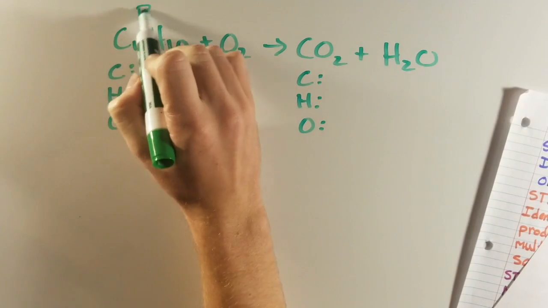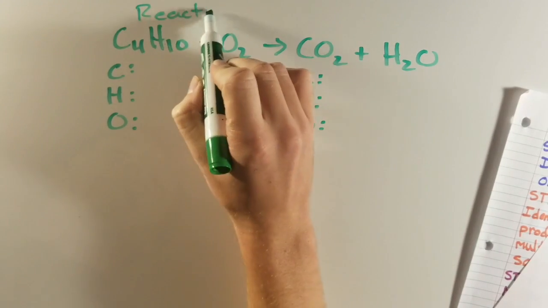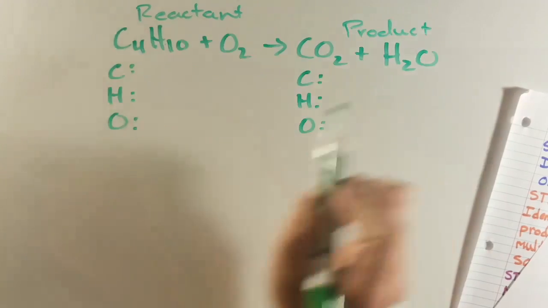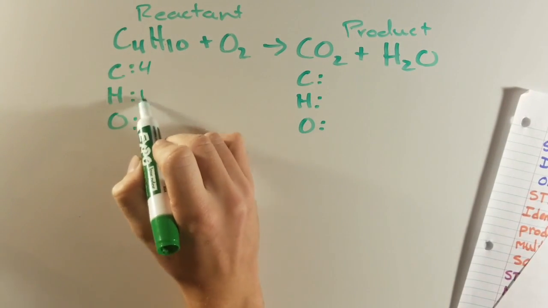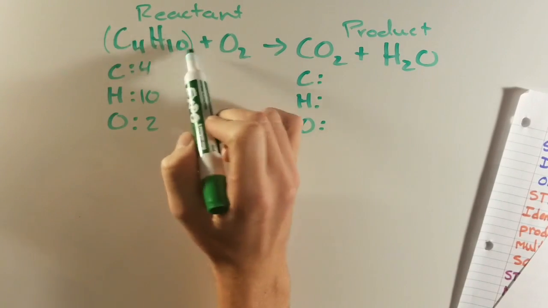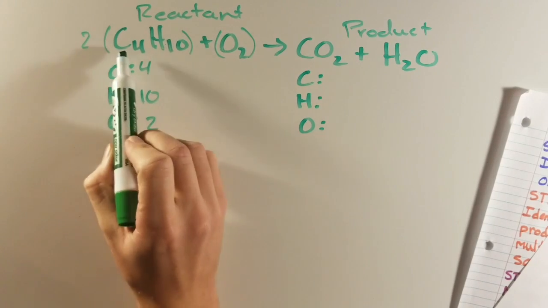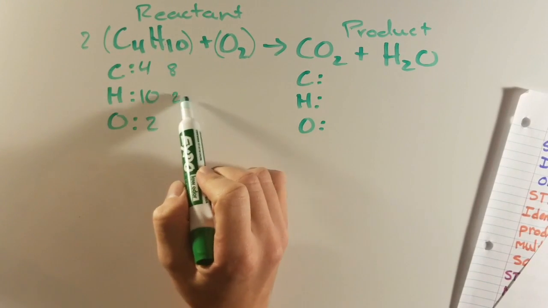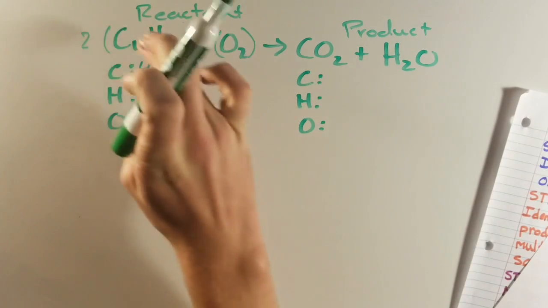Okay, I just want to clarify, this is our reactant side. I don't know if everyone knows that, so I'm just putting that out there, reactant. This is our product side. All right, so carbon, let's just count them. We have 4 on this side, we have 10 hydrogen, and we have 2 oxygens. So these are molecules. I hope that's clear. If you were to multiply this molecule by 2, how many would you have? Carbon, you would have 8, and hydrogen, you have 20.